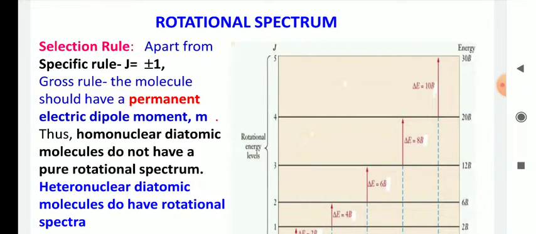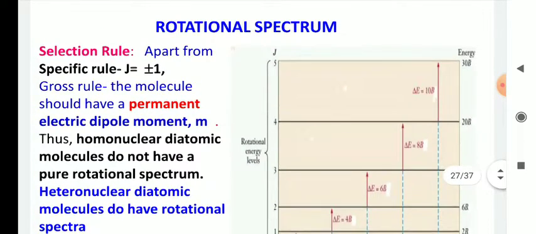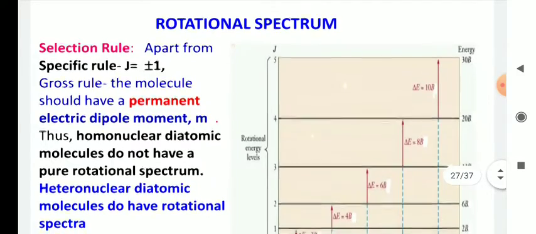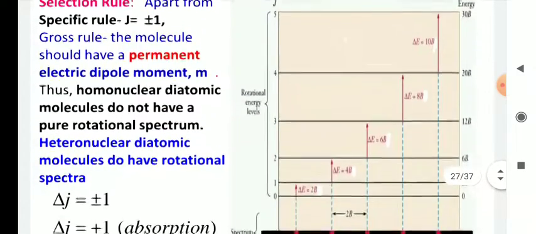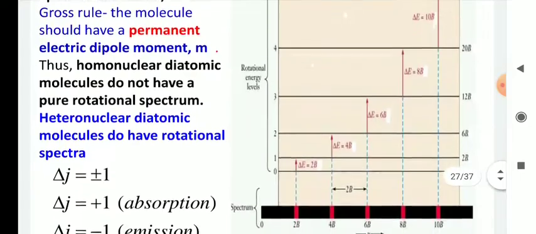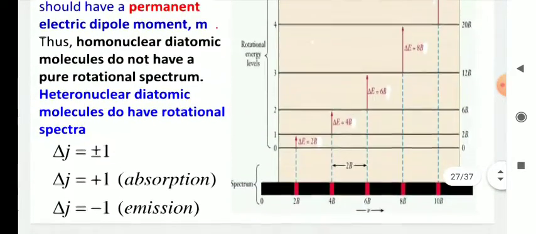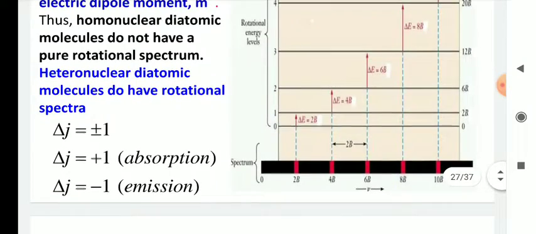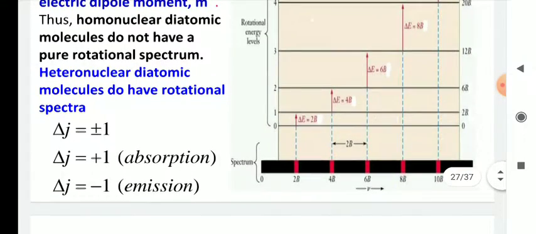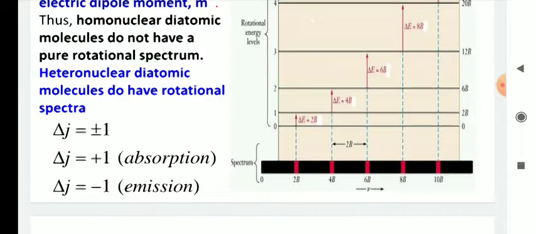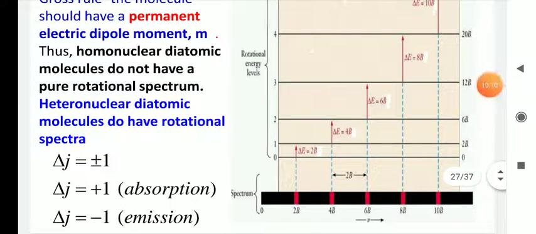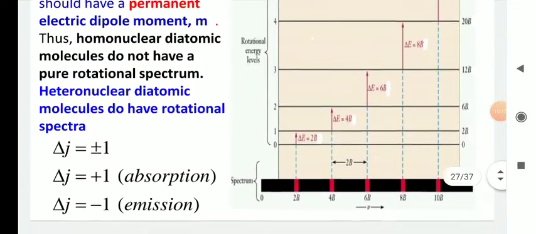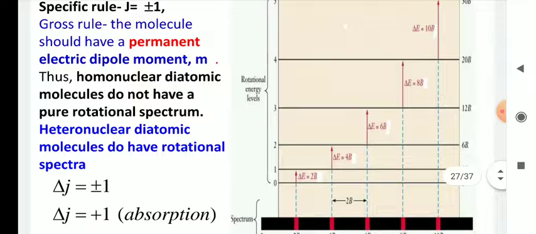The specific rule, that is the selection rule for this rotational spectrum, is delta J equal to plus or minus 1. Delta J equal to plus 1 corresponds to the absorption spectra. If delta J is equal to minus 1, that corresponds to the emission spectra. So the transitions between different energy levels of rotational spectra are shown in this figure.